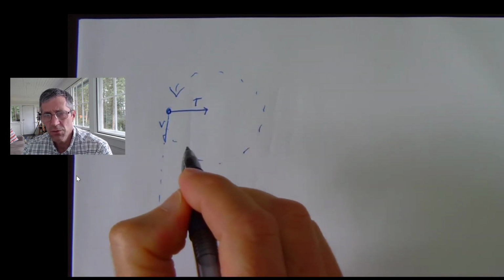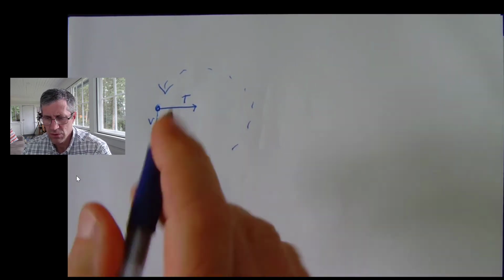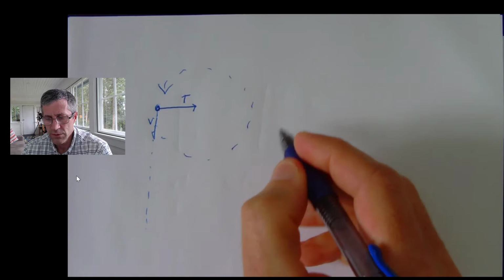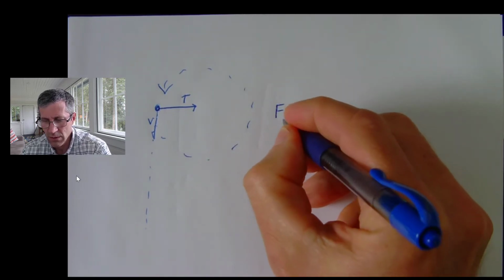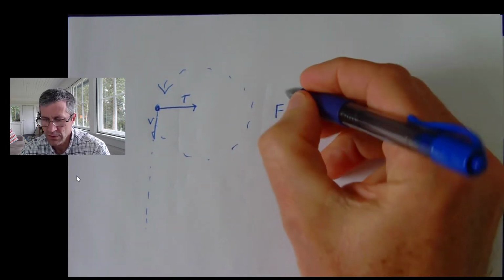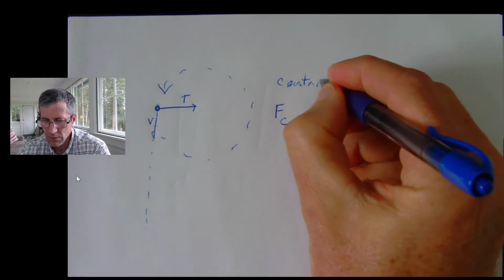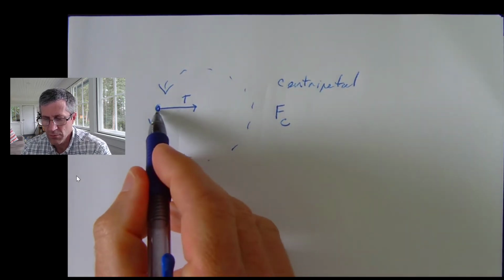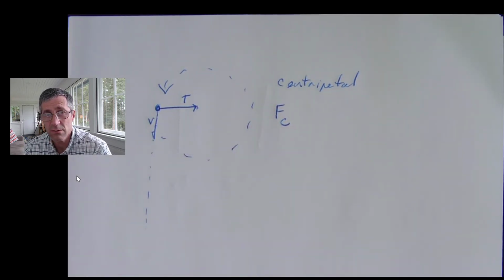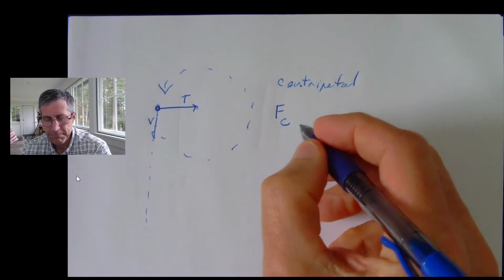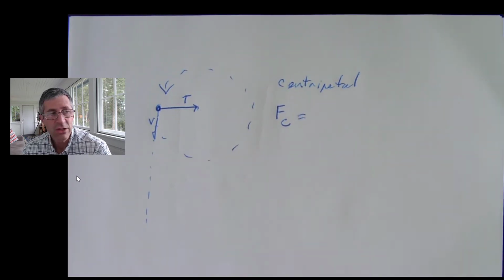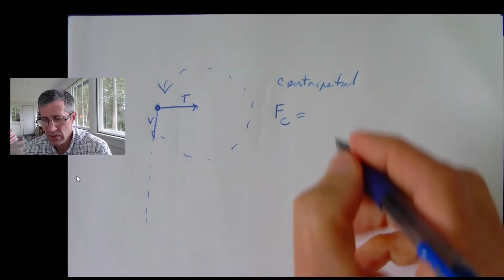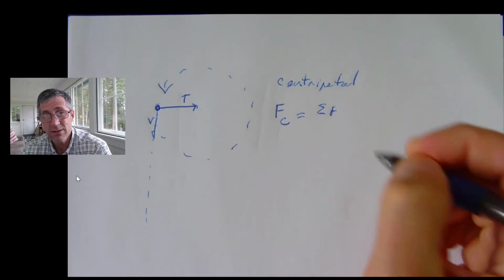So we have a few special phrases that we're going to use for this, right? Overall, there's something that's causing it to go in a circle, and I'm going to call that my centripetal force. Centripetal. So this is center seeking, right? Center seeking. So my force is always going towards the center of the circle to make it go around. This is going to be the sum of all the forces acting in the direction of motion.